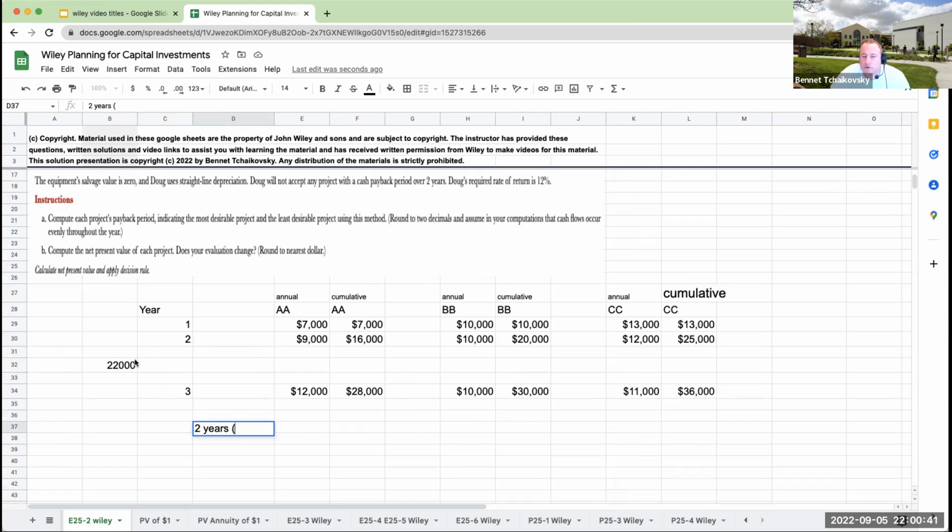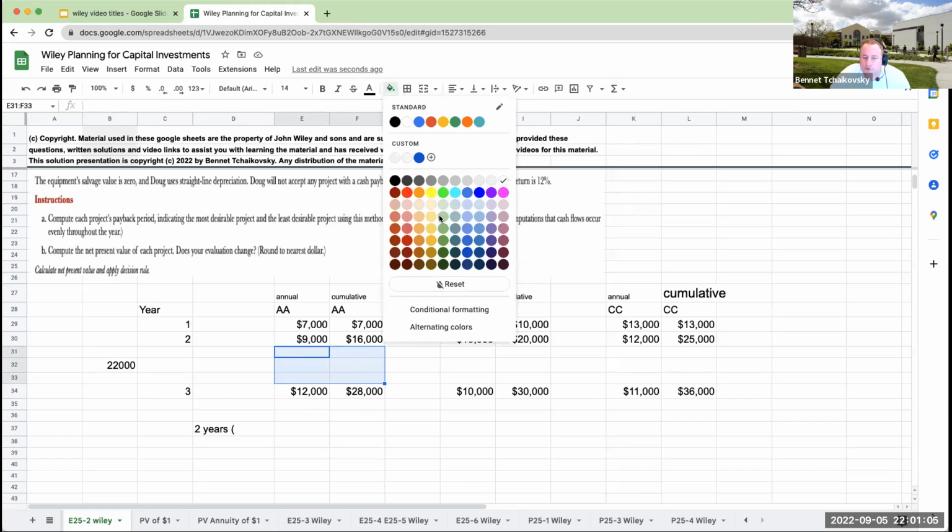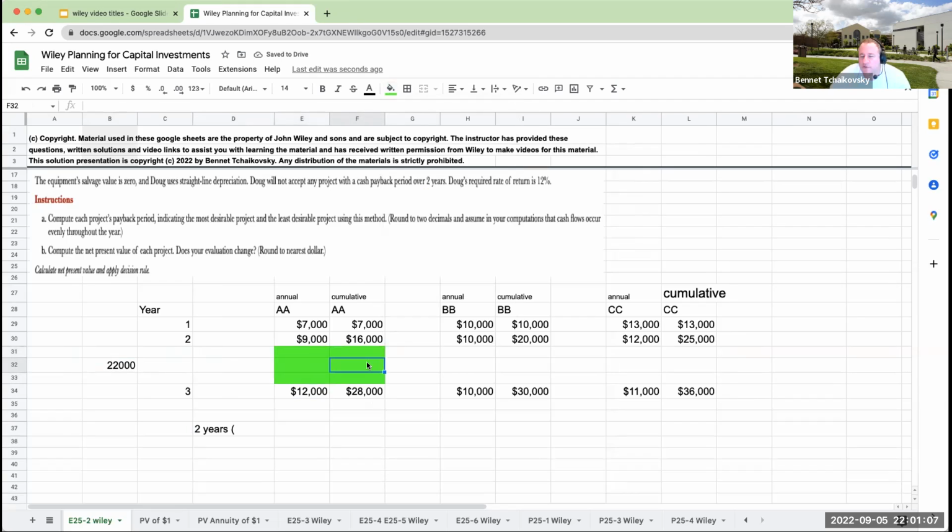So now we have to figure out, we're at $22,000, at what point in time do we make back this 22,000? What's really important is that we know this happened at some point during the second year, but at what point in time? And we're also making the assumption that we're earning back our cash flows basically evenly.